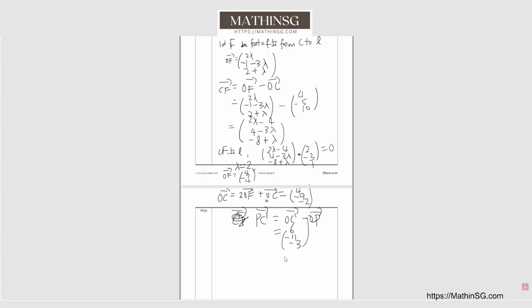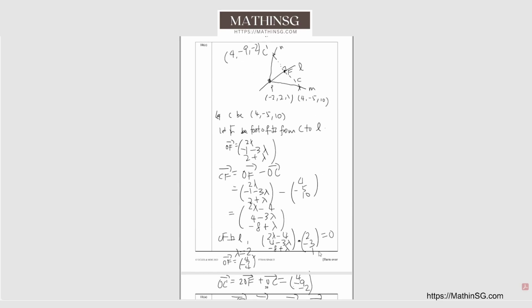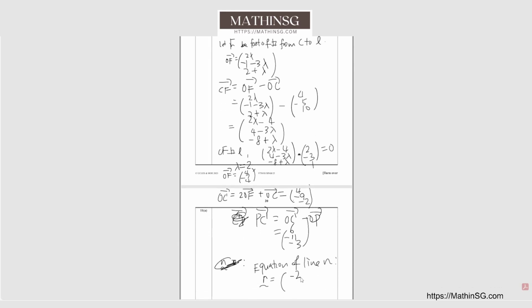Okay, and I know that the line will pass through either P or C prime, right? So I know that the equation of line N is r equals to, can use P or C prime, so maybe I will use P, which is minus 2, 2, 1. It doesn't matter, you can use P, you can use C prime, plus mu, 6, minus 11, minus 3, where mu is real.